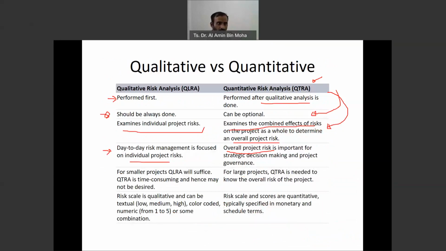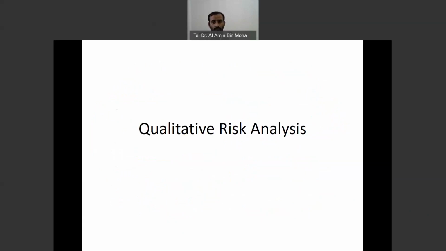So for a smaller project, qualitative risk analysis will be sufficient, because quantitative is time consuming and you may need to invest more, and sometimes it's not desired. Okay, for a large project, you need quantitative risk analysis. And the risk scale for qualitative can be textual. Since this is qualitative, the scale, like the numbers, can be textual, like low risk, medium risk, high risk, or it can be color coded. Maybe red is for danger, yellow is for 50-50, green is for safe or low risk, or they can also put a scale of 1 to 5, or combine. But for risk scale for quantitative, usually you need to calculate the monetary value and also the scale of terms. Okay. So that's the thing.